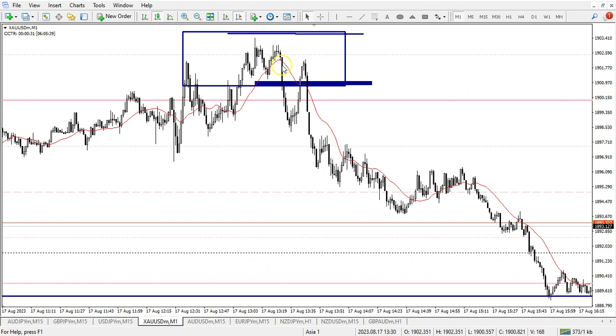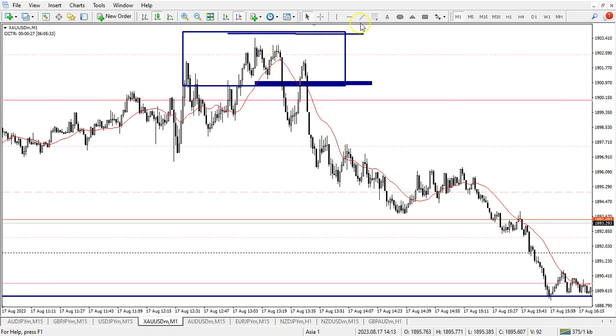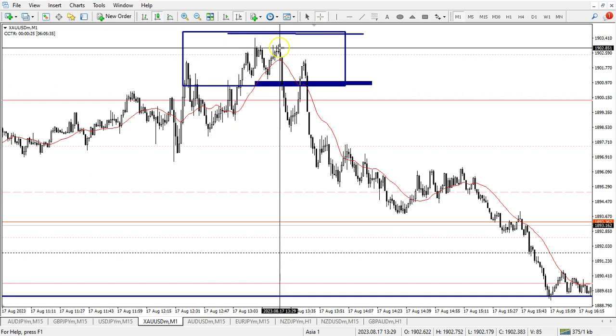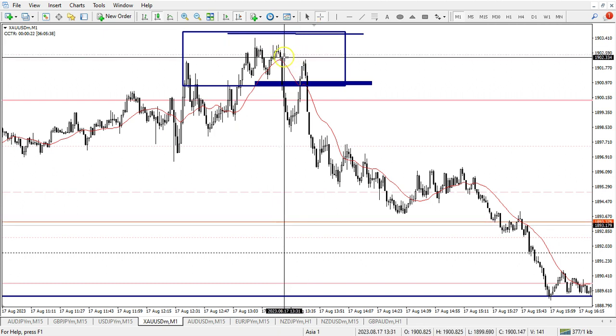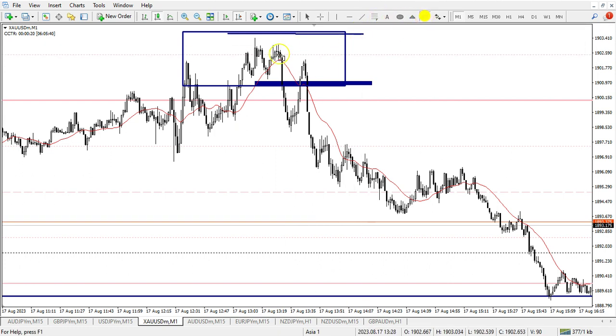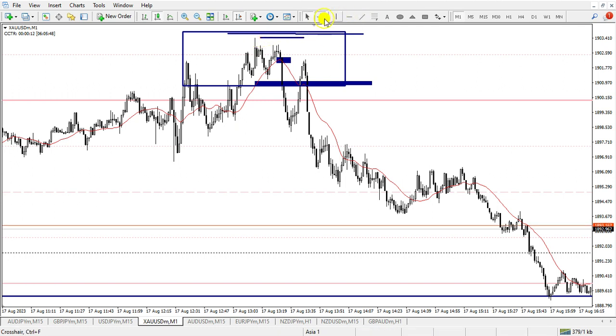You could have entered here. You see, it's a pin engulf. You could have entered. Let's see the time. Okay, this was 29. Yes. You could have entered when this candle closed. Okay, maybe you enter right here, and you had your stops right above here. How many pips will this be? This will be 12 pips, guys.